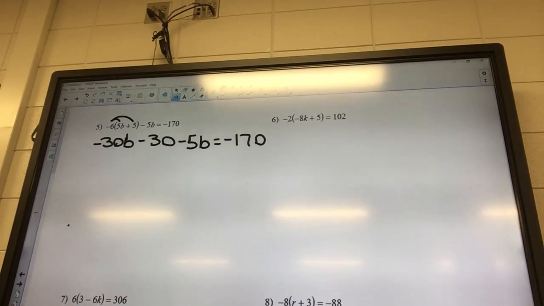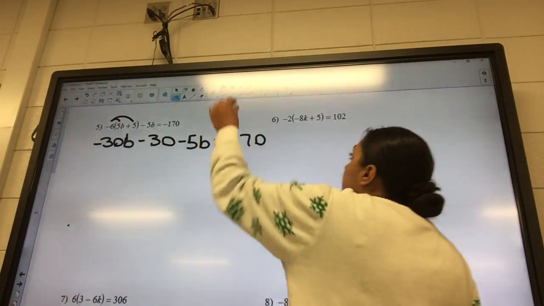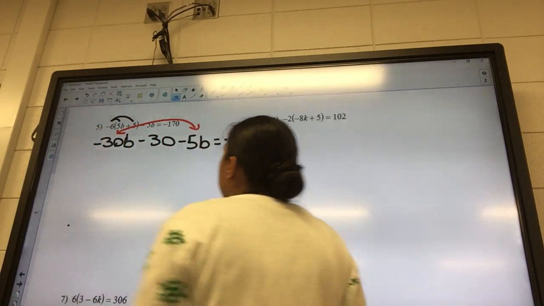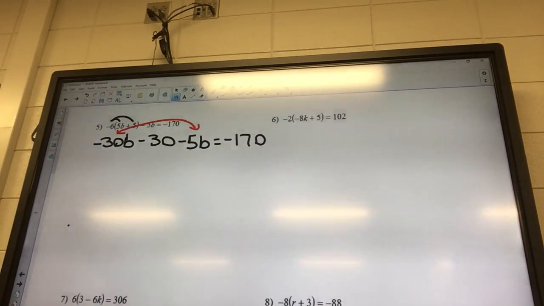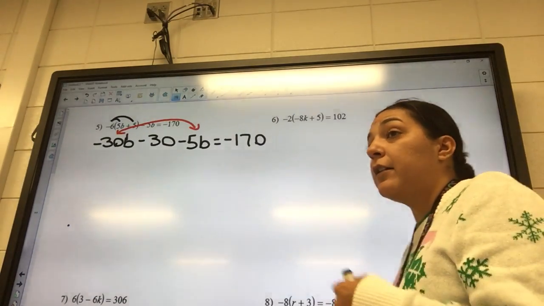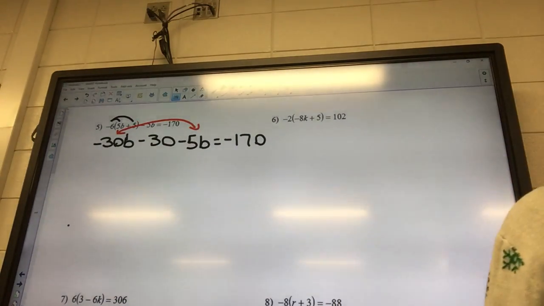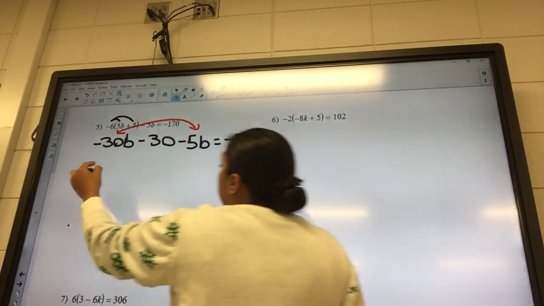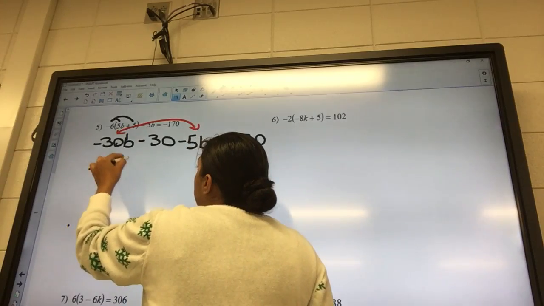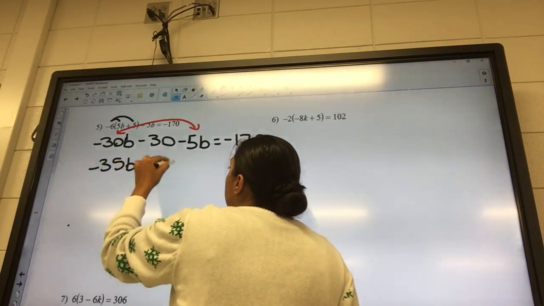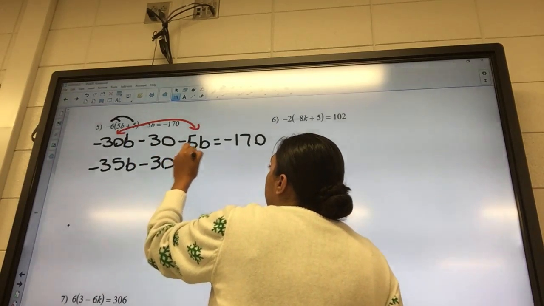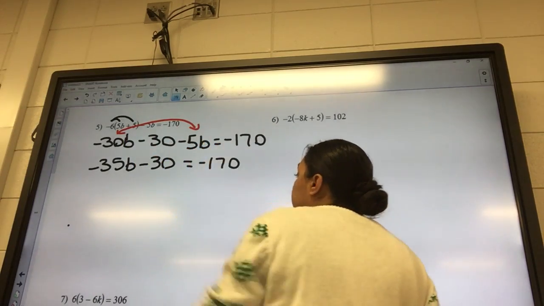My step 2 says combine like terms. So I can combine these two. I got a negative 30b and a negative 5b. I would type those in on the calculator just like it says. So negative 30 minus 5, which is going to give me a negative 35b. Because I combined those two, and then I still have this one. Then I got minus 170.